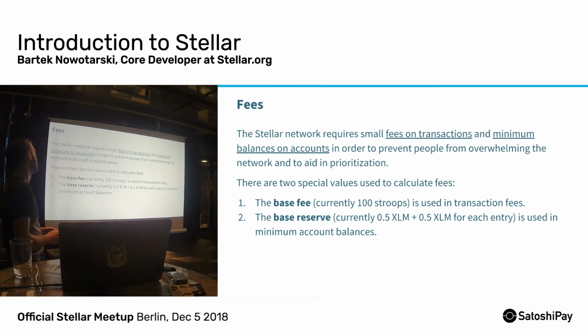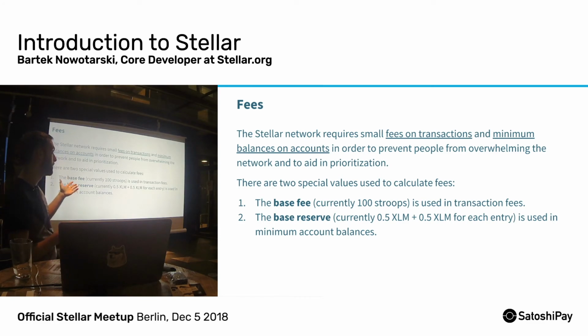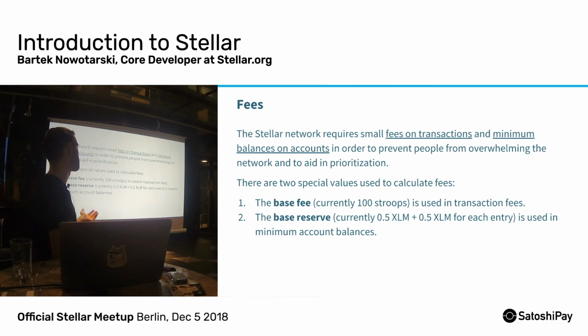Fees. So that's something I need to mention. There are 2 types of fees in the network. One is the transaction fee, and currently this is 100 stroops. So it's 0.00001 lumen. And actually you pay 100 stroops for each operation. So if your transaction contains 10 operations, you pay 1,000 stroops.